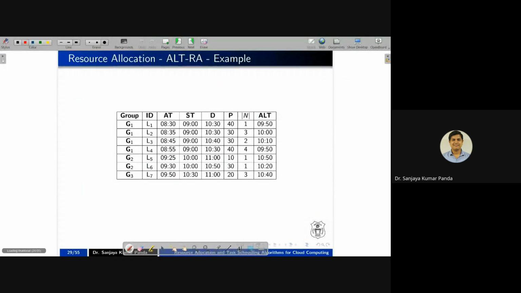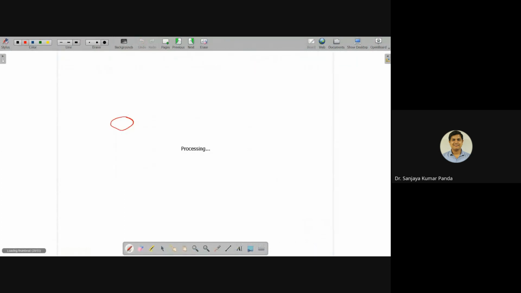For example, you can see these are the leases that have the same start time, so they are put in the same group. These are the two leases that have the same start time, they are put in another group. This is the one lease that has a different start time, so it is put in another group. So I created three different groups.